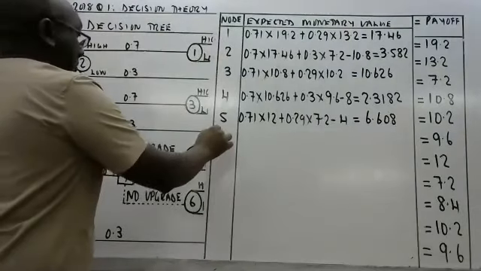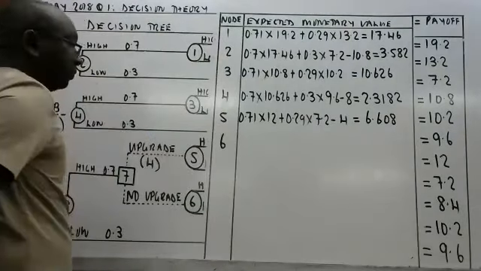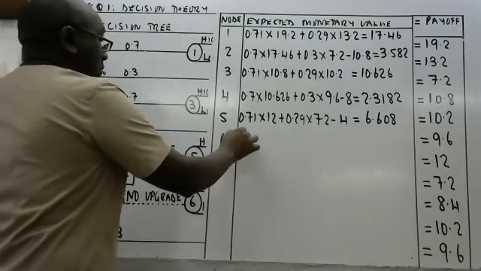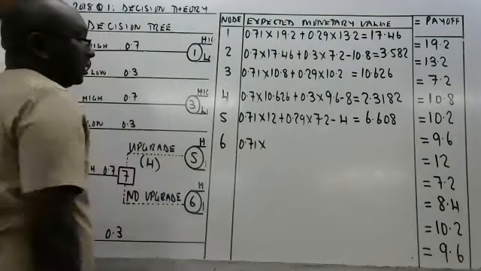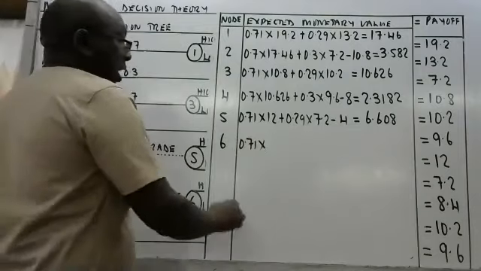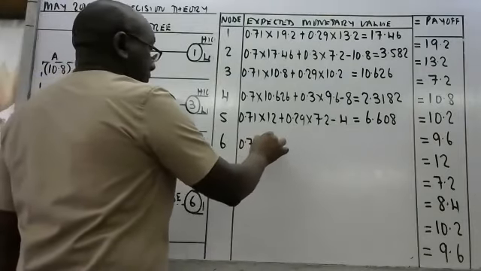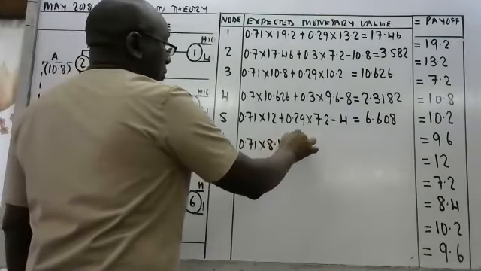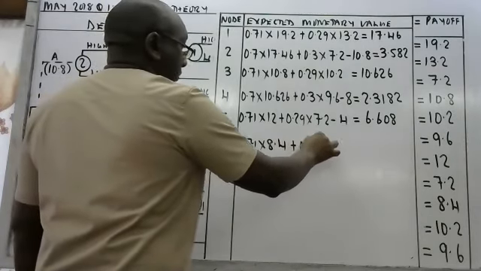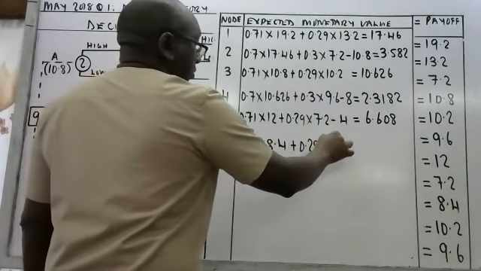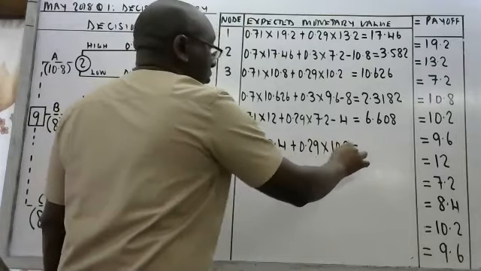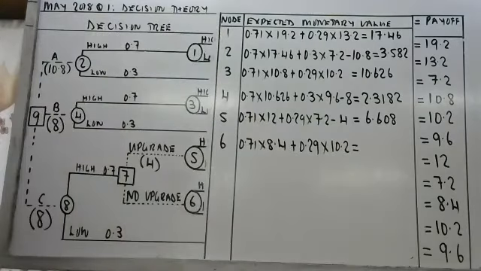I go to number 6. 0.71 times 8.4 plus 0.29 times 10.2. There is no cost getting in there. There is nothing to subtract.